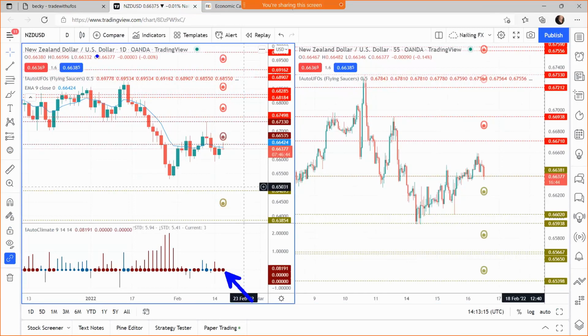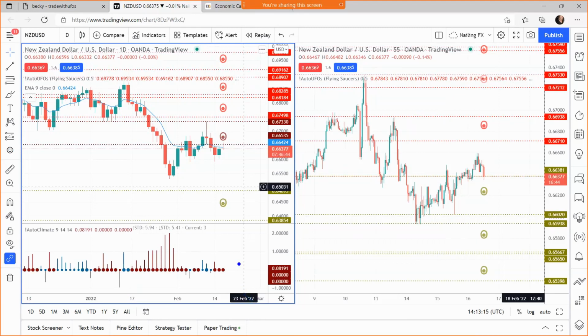So what AutoClimate is doing is basically telling us where the probabilities lie. If it's a thick red dot, probabilities are down. That means we want to look to short. If it's a thick blue dot, like one of these, that tells us probabilities up, and we'd look to go long. If it's a thin dot, like one of those or one of those, of either color, that tells us don't do anything. So first things first, we want to be looking to go short, because that's what the climate is telling us. Second thing is, where do we go short from?